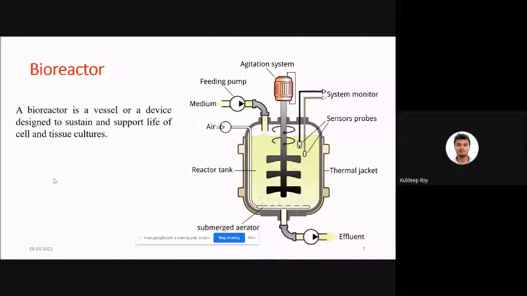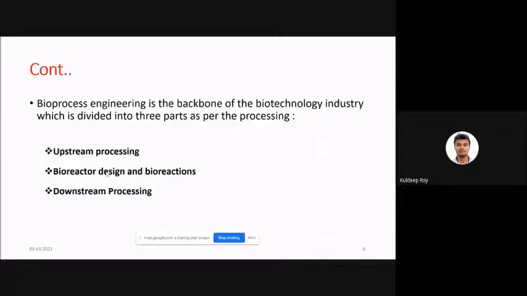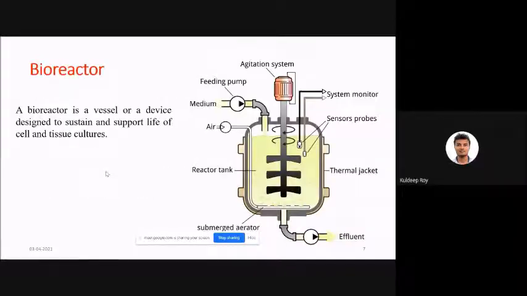Now, first of all, I will directly go to the bioreactor design because this subject is totally related to bioreactor design. Now, how does the bioreactor come into the picture.